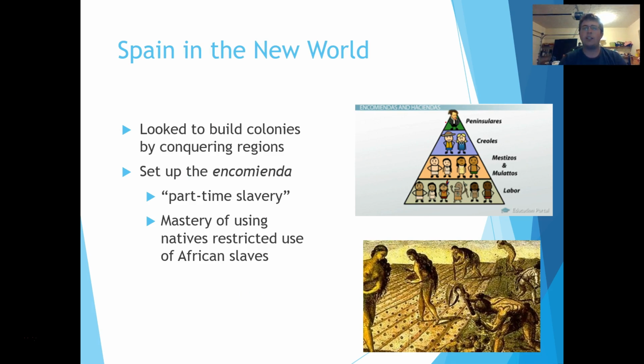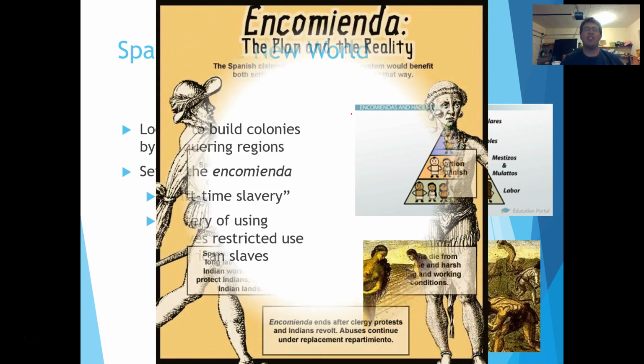So what you had here is you had the labor down here, and then you had classes. Peninsulares were groups of people who were Spanish by birth. Creoles were of Spanish parents, but born in the New World. And the mestizos and mulattoes were half Spanish and born from either a Hispanic or African parent. So you don't need to know the definitions of each, but know this encomienda was built as a way to structure labor for the Spanish in the New World.